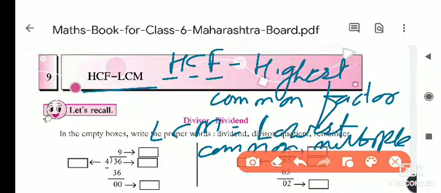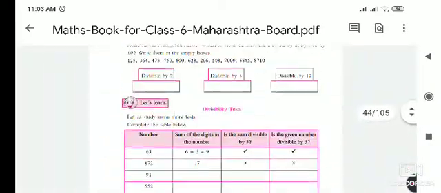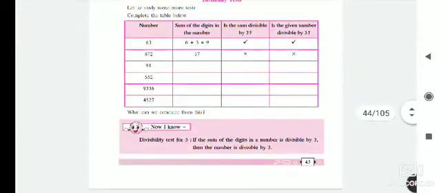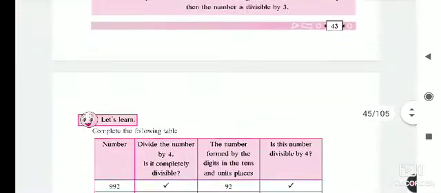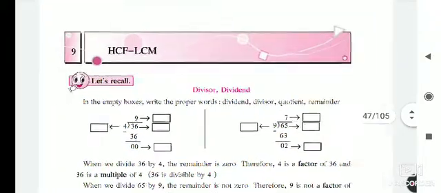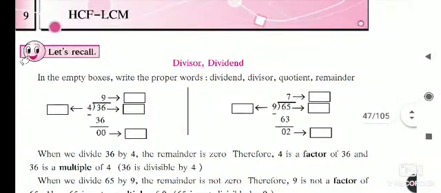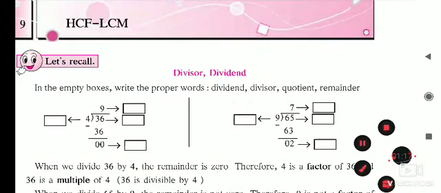Okay, so whenever we are studying HCF and LCM, we have to use the divisibility tests that we studied in the last lesson. I hope all of you have practiced all the divisibility tests, because if you know them, then it is easy to find the HCF and LCM of the given numbers. Okay, so first of all, before starting the lesson, we will recall the divisor and the dividend.